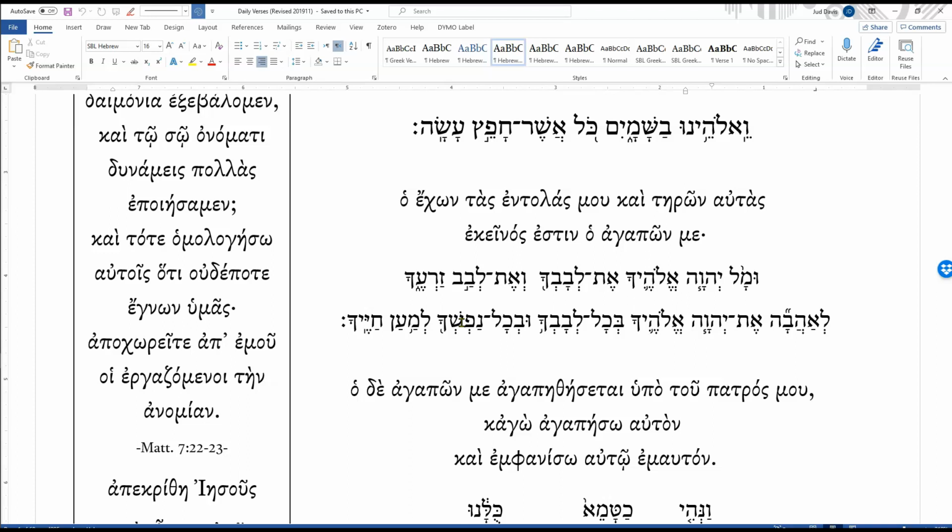See if you can help me understand what this verse says, or can you understand any of these words?